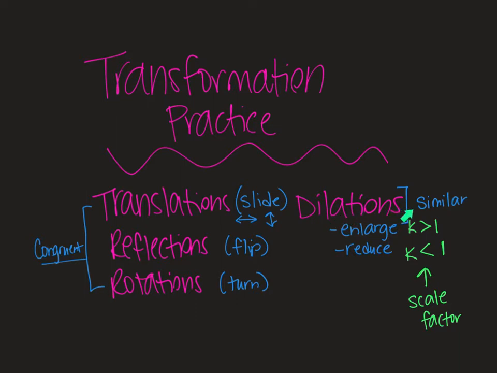They are going to produce similar shapes, which means same shape but different size. The way they enlarge them or make them bigger is that you're going to have a scale factor that you're either going to multiply by a number greater than 1 or less than 1. So if you multiply by greater than 1, obviously it's getting bigger. So that's what an enlargement is. And then if you multiply by a fraction or a number that's less than 1, you're going to have a reduction. So that changes the size of the shape. That's the only transformation that changes the size of the shape and makes it non-congruent or similar.